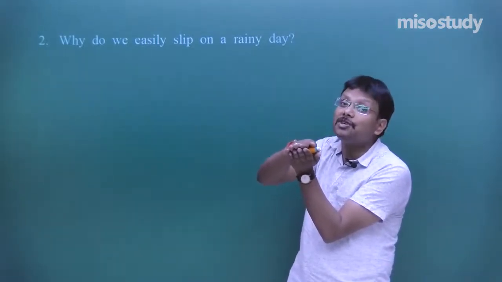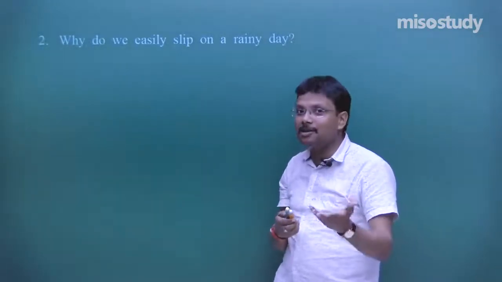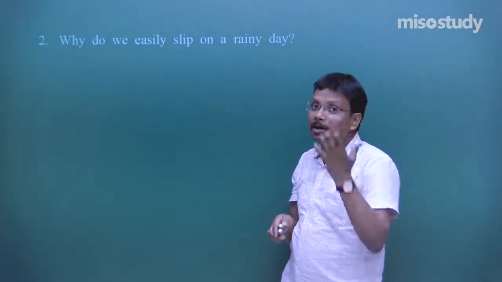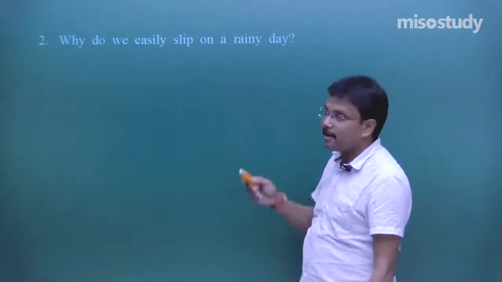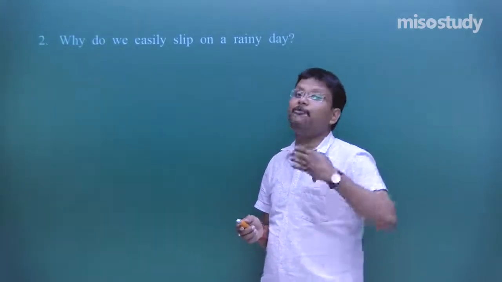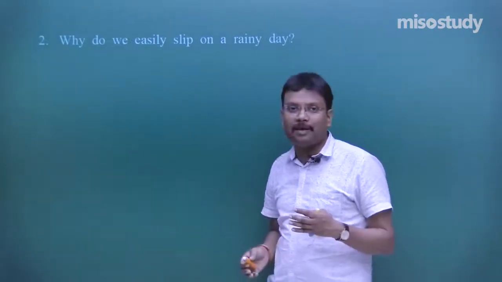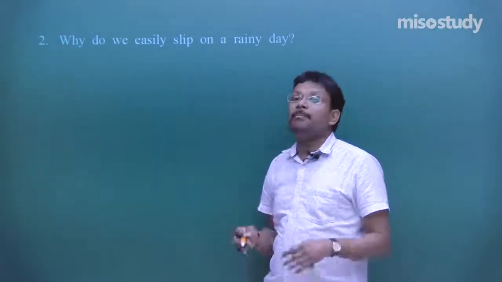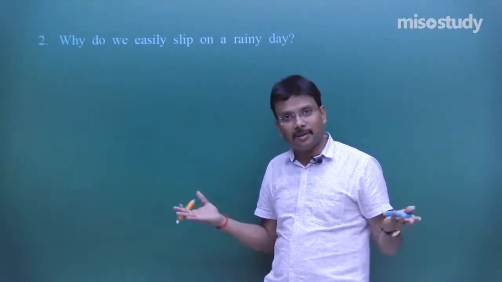Why? Because the frictional forces will be erased out, due to the presence of oil or water in between these two surfaces, one being the outer layer of your shoe or slipper and the other the floor. So why do we easily slip on a rainy day? The answer should be because of the reduction in friction. If you are very happy and want to write 2-3 lines, stop yourself, don't waste your time. Simply write because of the reduction in the force of friction. That's it.